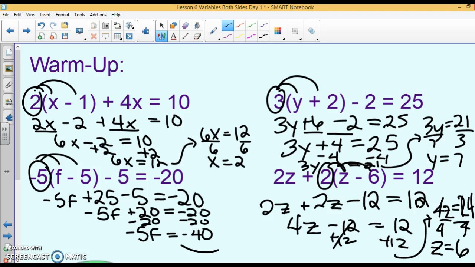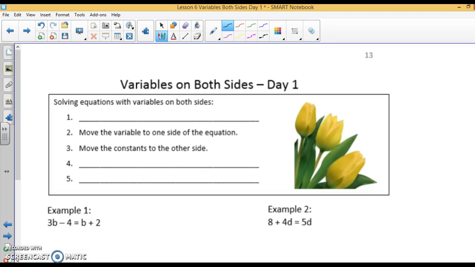All right, now moving on to our lesson. So I said we're going to be talking about variables on both sides. We're really comfortable with combining like terms and distributing and solving when we have one variable, even 2, if they're on the same side. But what happens when we put them on both?